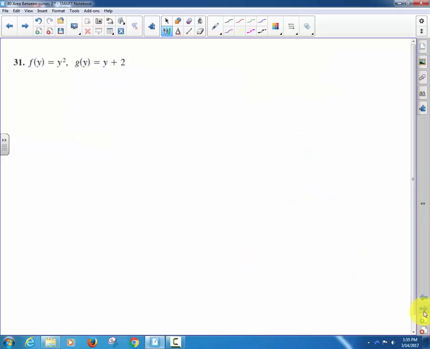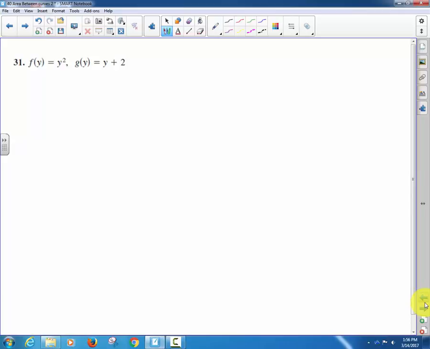Hence, anytime you see problems like these 31 and 33 that I've got up here that are solved in terms of y, you're going to integrate with respect to y. Okay? So we're going to integrate these. We're going to find our limits of integration by setting them equal to each other, just like we did before. We'll walk through the same process as before. Any questions about that?